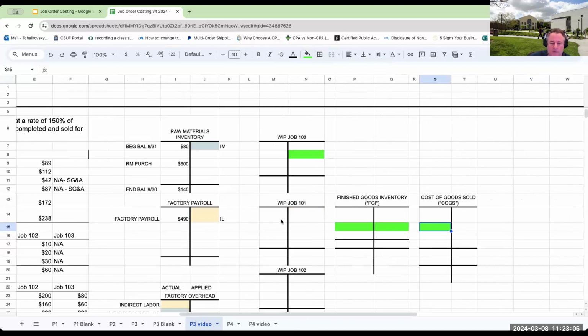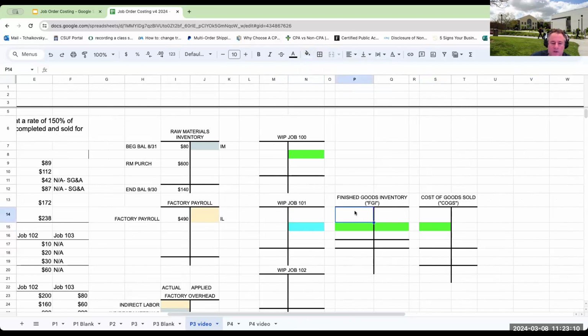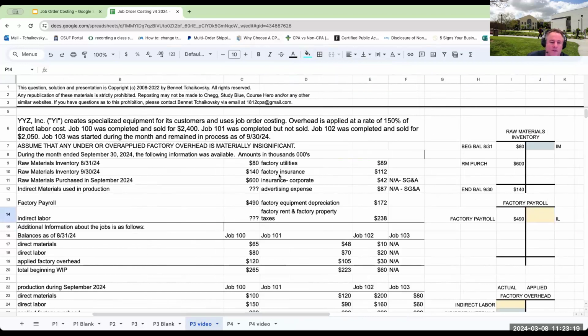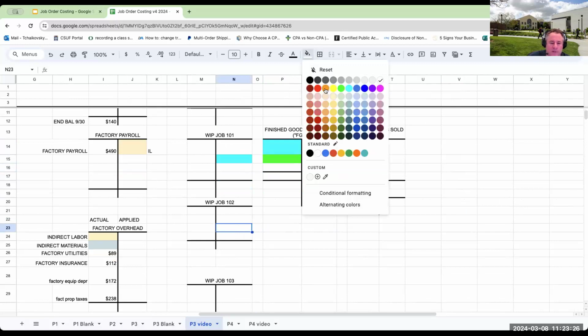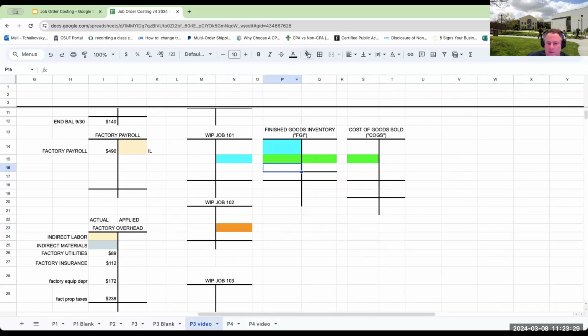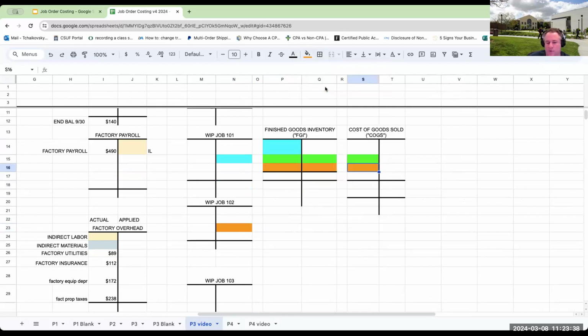Job 101 was completed but not sold. So for job 101, we're going to take these costs here, and it's going to stop right here at finished goods because it wasn't sold. So it doesn't have to be taken to cost of goods sold. Job 102 was completed and sold. So job 102 is also going to have to make a journey, right? It's going to come over here to finished goods. Once it's in finished goods, it's then going to ultimately end up at my cost of goods sold.